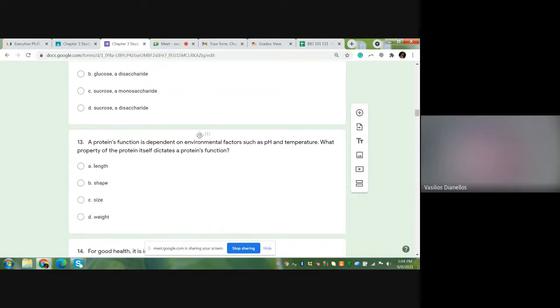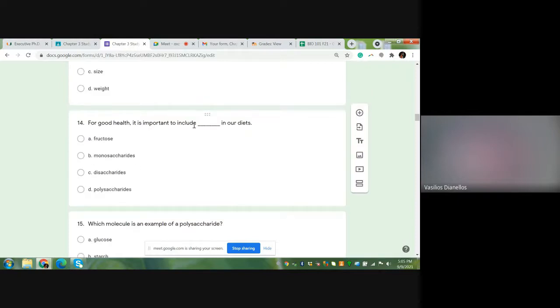All right, number 13, a protein's function is dependent on environmental factors such as pH and temperature. We talked about that yesterday. What property of the protein itself dictates the protein's function? And I said if you were taking notes, you could shorthand this, and you should. A protein's function is determined by its shape. So the answer is B, shape. Any questions about number 13?